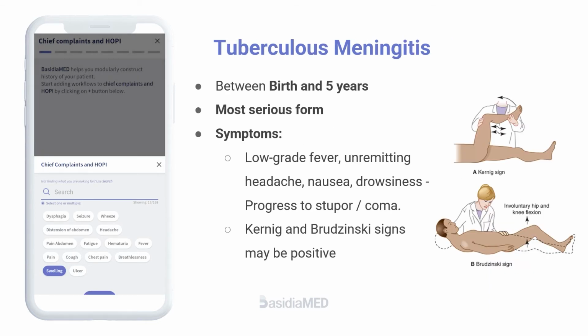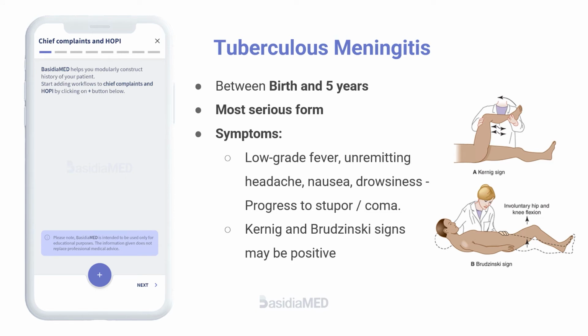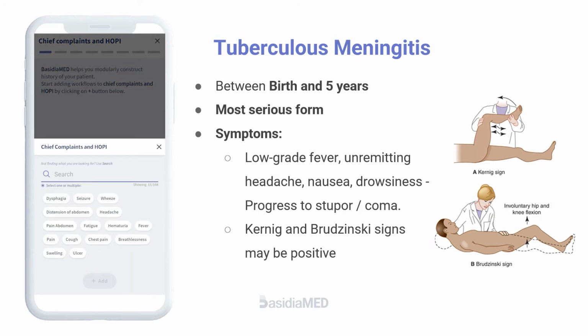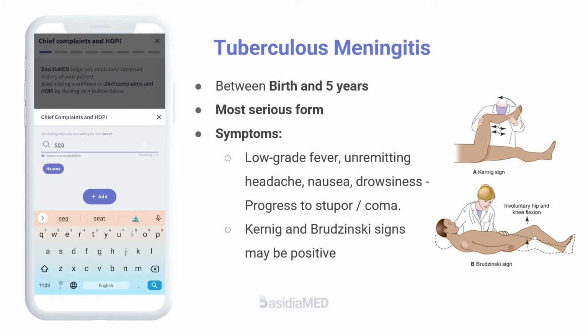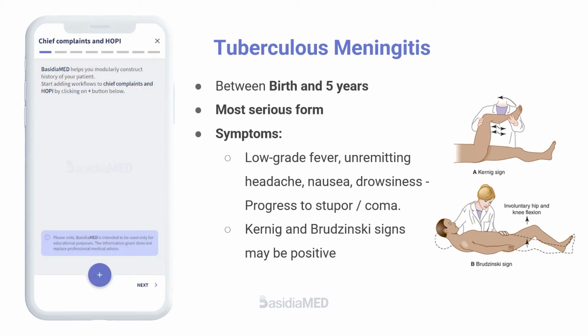Tuberculous meningitis. In areas where tuberculosis is common, among children, TB meningitis usually occurs between birth and 5 years. At any age, meningitis is the most serious form and has high morbidity and mortality. When tuberculous meningitis is suspected, look for the following symptoms: low-grade fever, unremitting headache, nausea, and drowsiness, which may progress to stupor and coma. Kernig and Brudzinski signs may be positive.